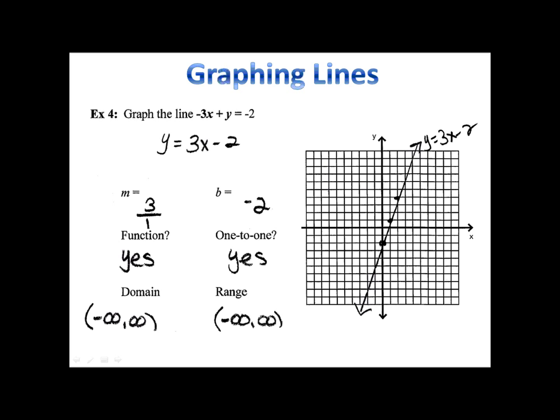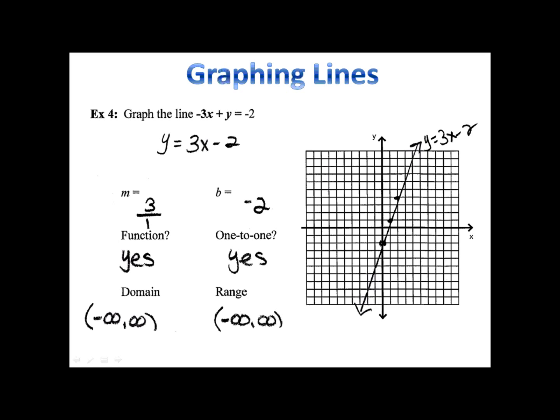I connect the points by using a ruler, and then I include my arrows at the ends, and I write the equation on the line. It is a function, it is 1 to 1, and the domain is from negative infinity to positive infinity, and the range is also negative infinity to positive infinity.